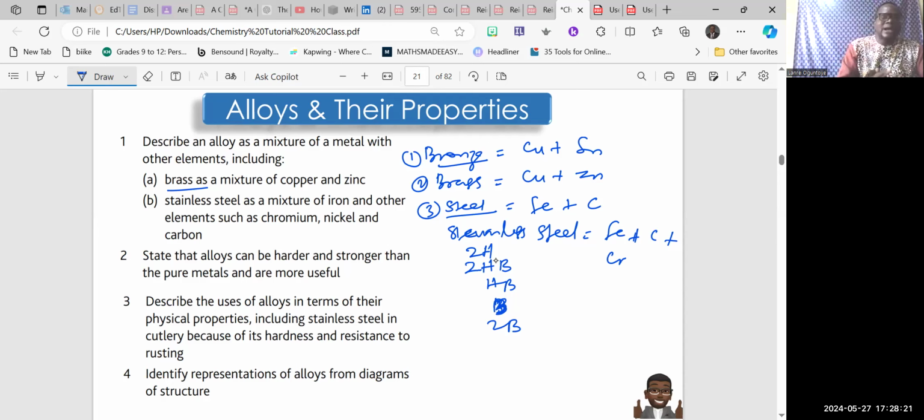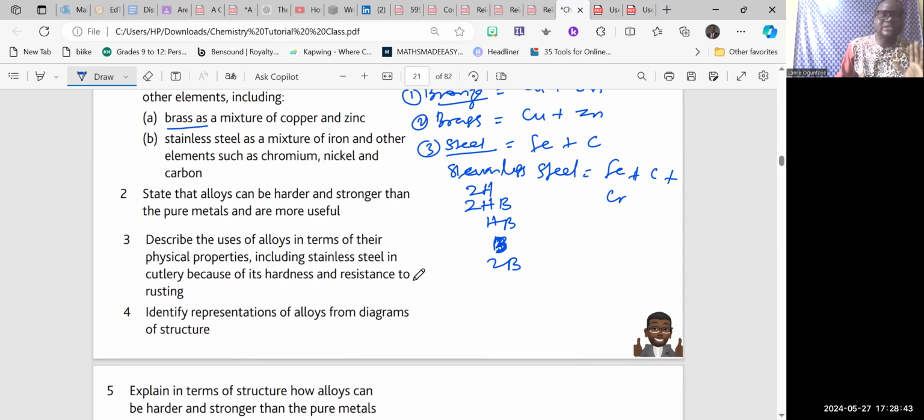So alloys have different uses, like stainless steel. Where do they use stainless steel? For cooking pots, spoons, cutlery, and all that. Even though it's hard and strong, it will not corrode. It has high resistance to corrosion.